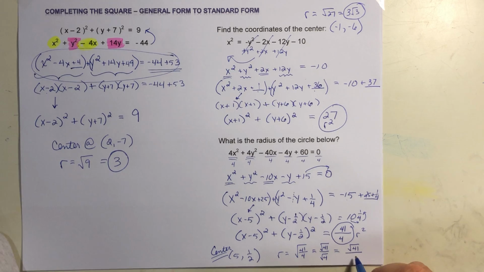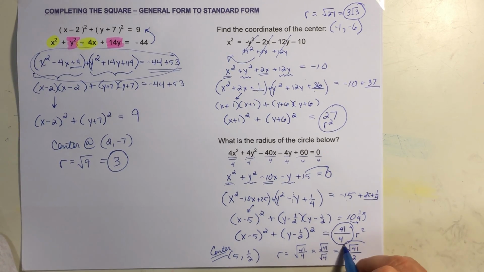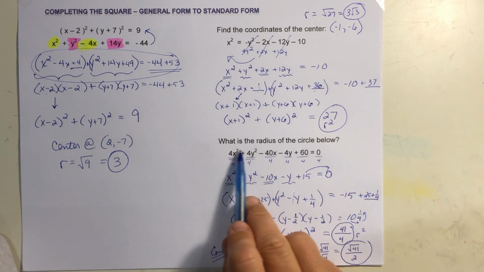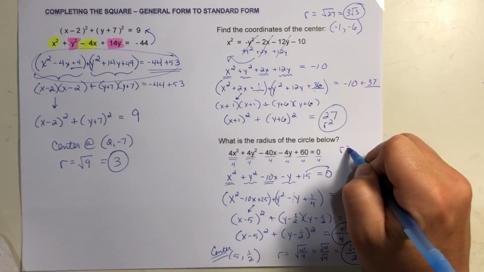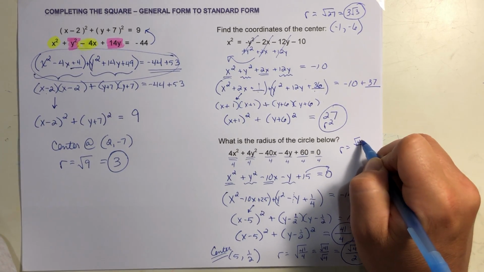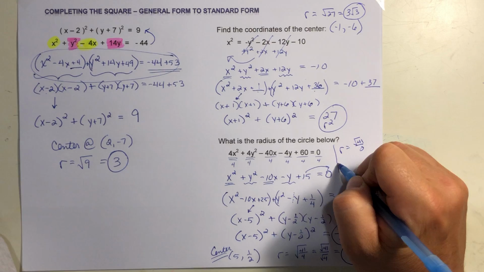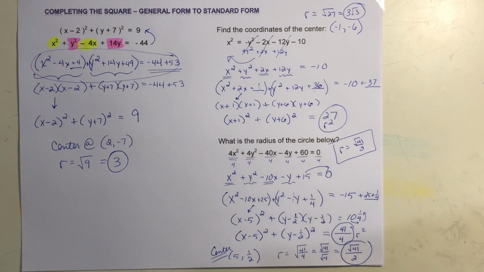What is the square root of 4? That's 2, and that is our final answer, ladies and gentlemen. What is the radius of the circle? The radius is radical 41/2. I told you that was a tough one, so that's why I figured I'd include it.